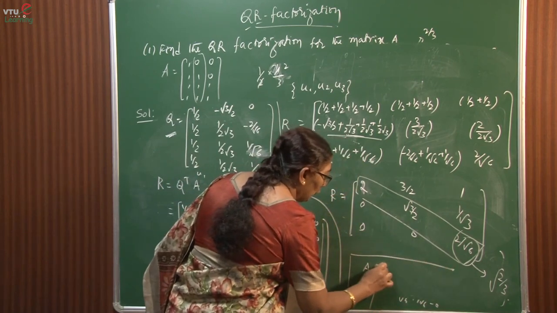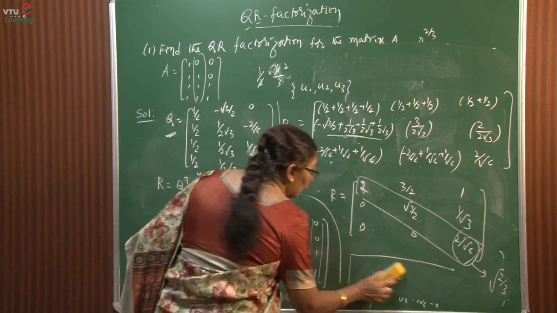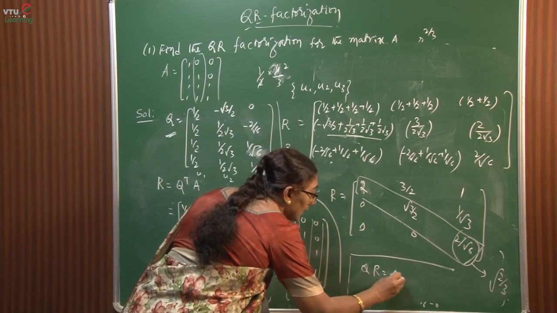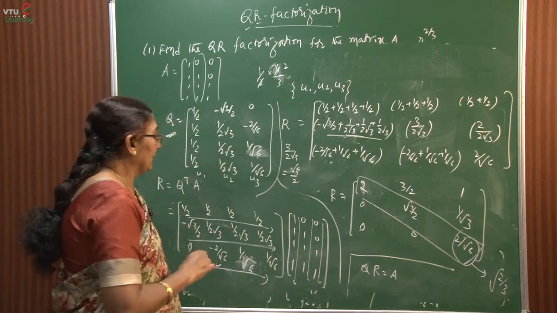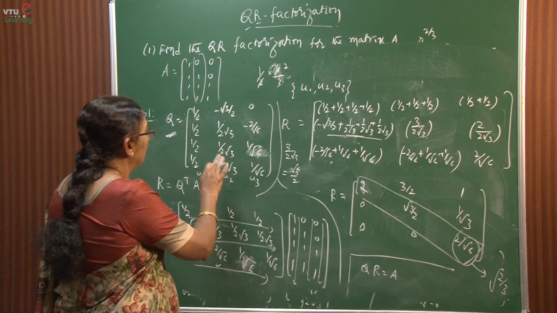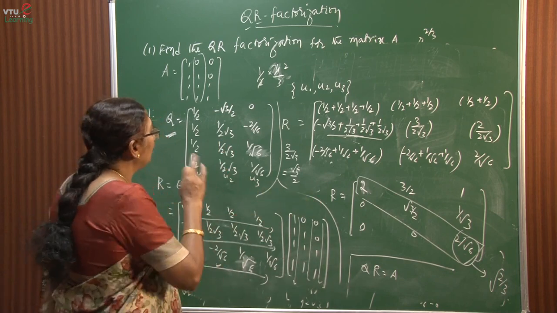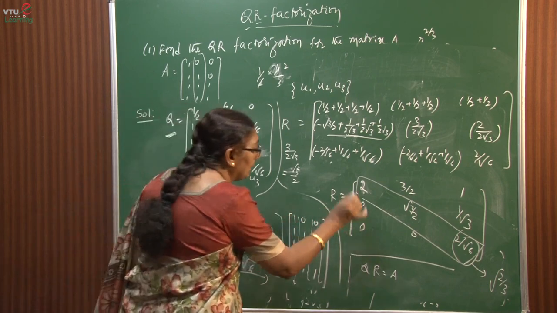You multiply Q into R, definitely we get A. Multiplied by Q into R, not R into Q, Q into R, definitely we get A. I'm not going to do that multiplication part, it's very easy. Now that's a cross check. You have Q multiplied with R, definitely we get A. Suppose you don't get A, then the Q and R you found are not correct.